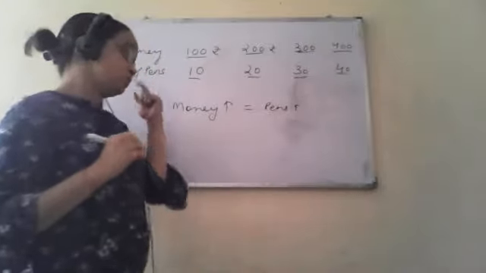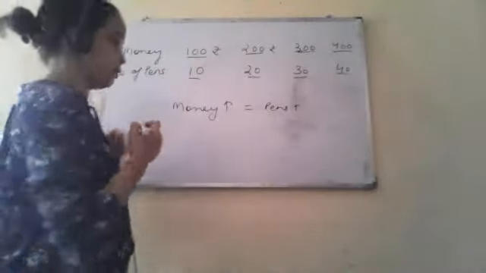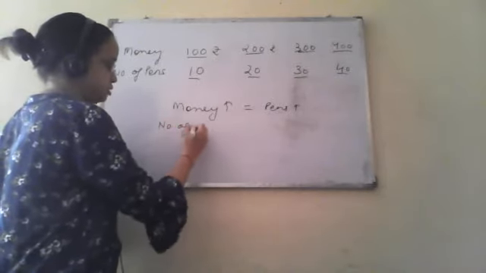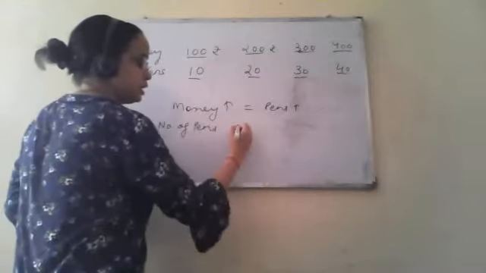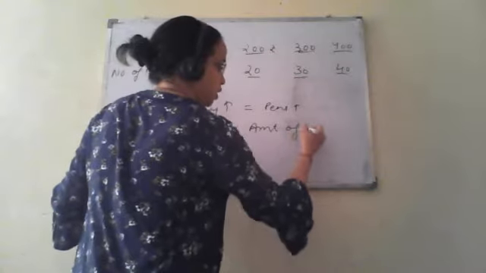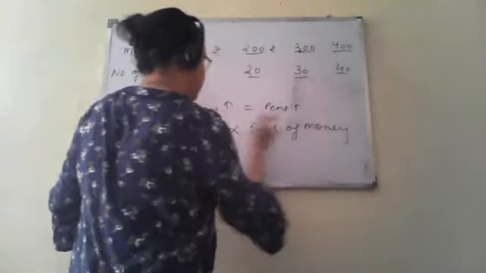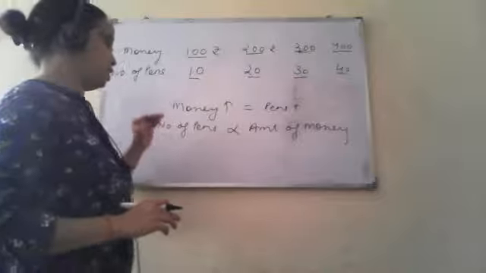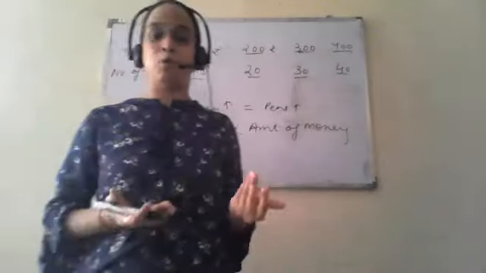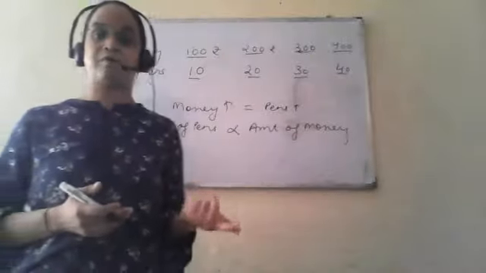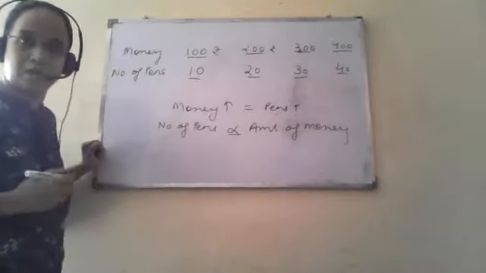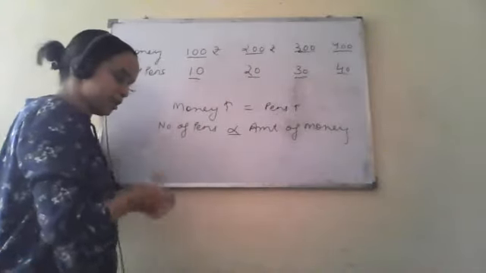So we can also say the number of pens is directly proportional to the amount of money. The number of pens which we can purchase will depend on the amount of money. The more money we have, the more pens or articles we can purchase. So this is a sign of direct variation. Clear?